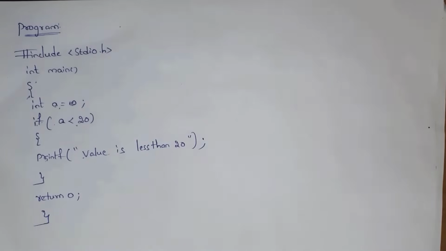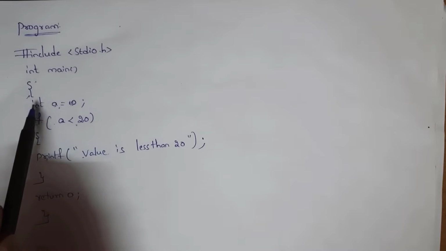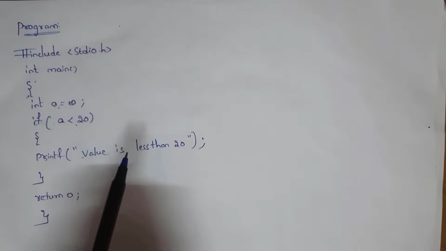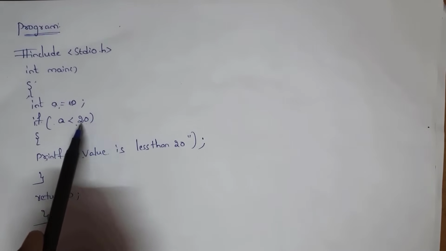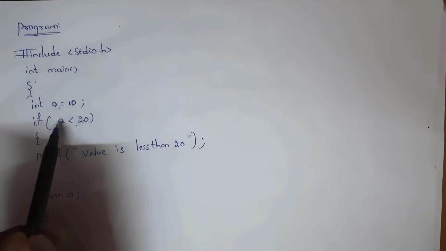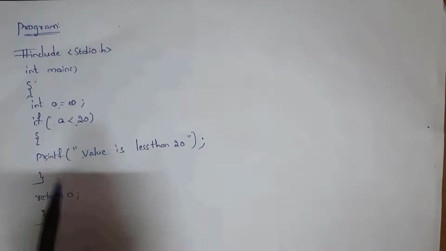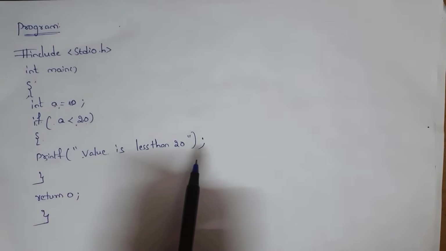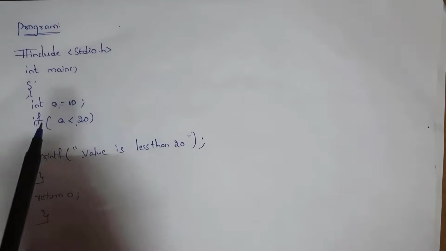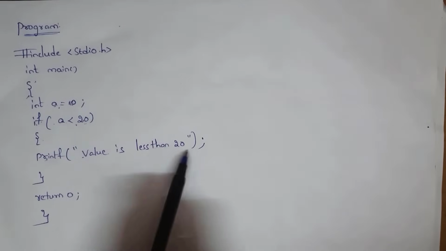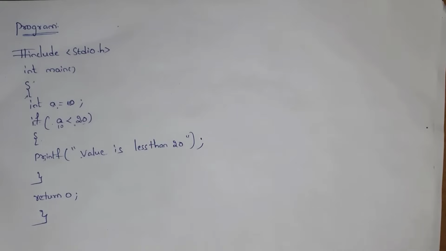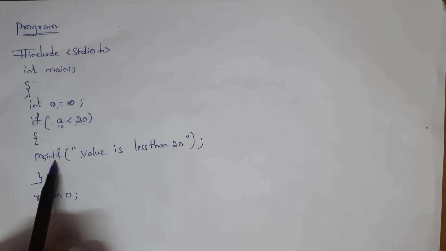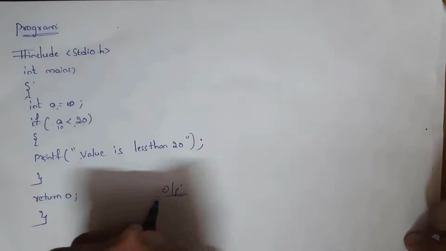I will give one program. First I wrote #include <stdio.h>. After that I wrote int main, open curly bracket. Here I wrote int a = 10. I gave the value of a as 10. Now I wrote if a is less than 20. You need to give the condition inside brackets. If a is less than 20, printf "value is less than 20". Here I gave one statement, that is value is less than 20. If a is less than 20, then I need to get this output. Here I gave the value of a as 10. 10 is less than 20, this condition is true, so whatever statement is present inside if will be executed. So I will get output as value is less than 20.